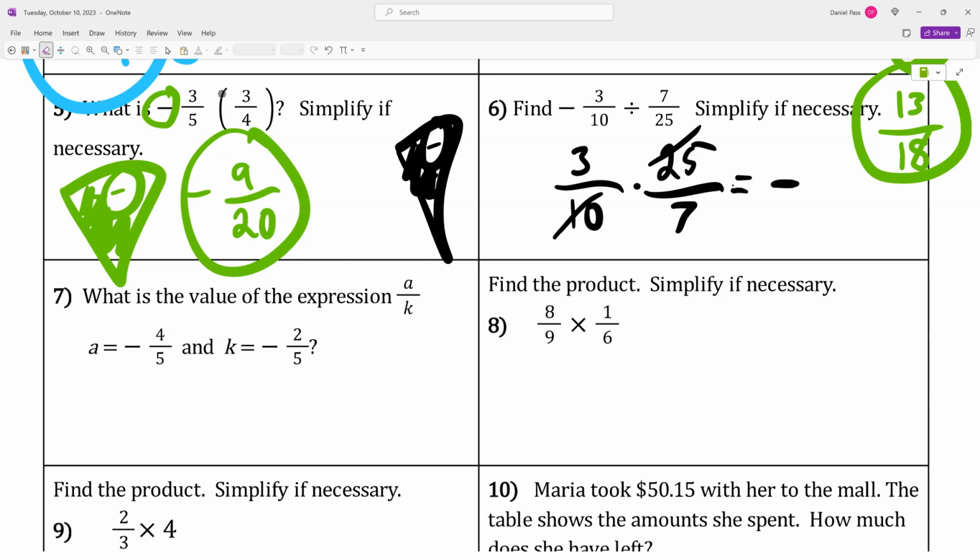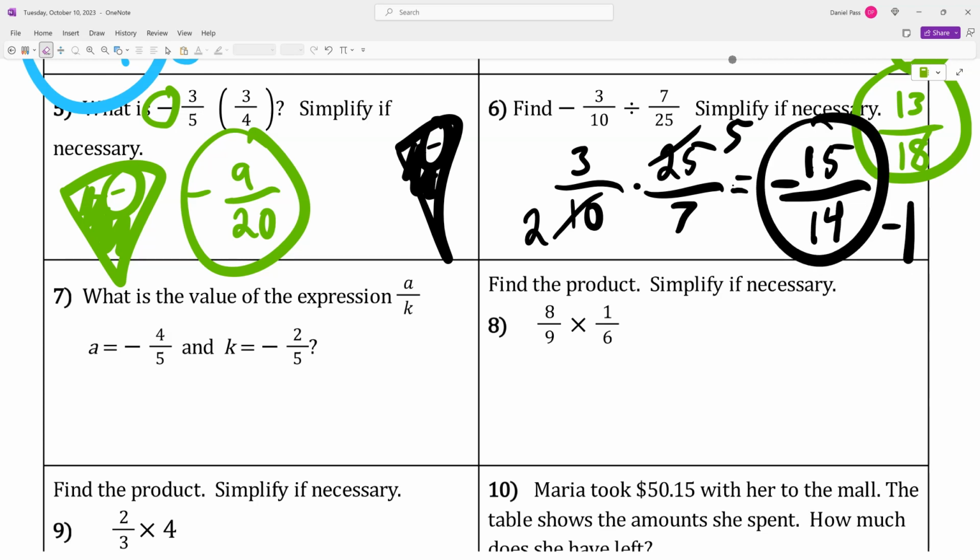Right. So this becomes 2 and this becomes 5 because we divided. Excellent. Okay. 5 times 3 is 15. 2 times 7 is 14. So that answer is fine, but you can also write it as a mixed number, 1 and 1/14. Okay, you got one more to do.